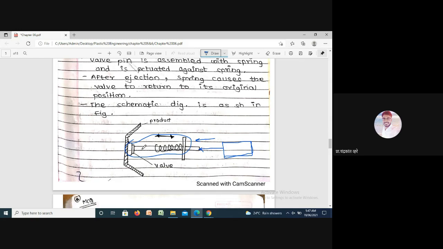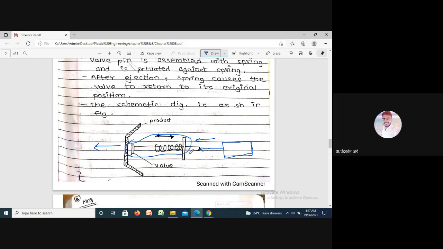This pin, if you observe, this is the pin, and here this is a spring. We have used this. This is a spring, and this is a pin. And this is a wall. What are we doing? We are just pushing towards the left side, and due to this, the part will move upward and get removed.